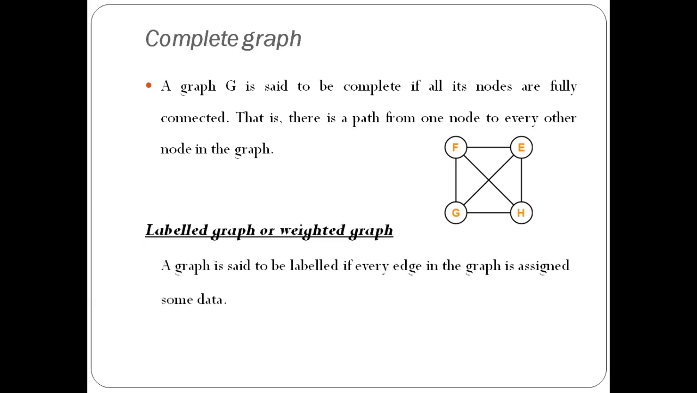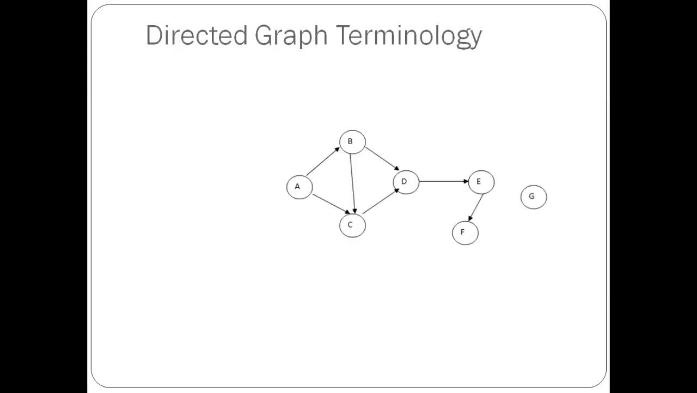A labeled graph, or a weighted graph. A graph is said to be labeled if every edge in the graph is assigned some data. In the given graph, for the edge from node 4 to 5 we associated a cost of 1, and here we associated a cost of 4, 5. It means if a cost is assigned to a particular edge, then we can call that graph a labeled graph or a weighted graph. The weight can be either positive or negative.